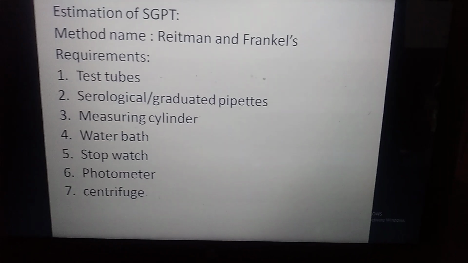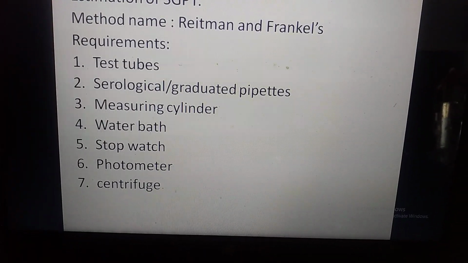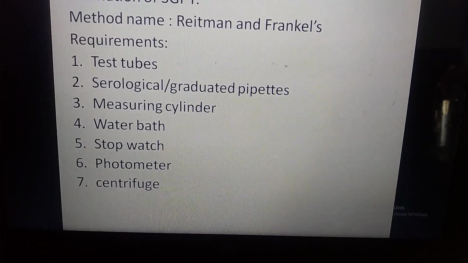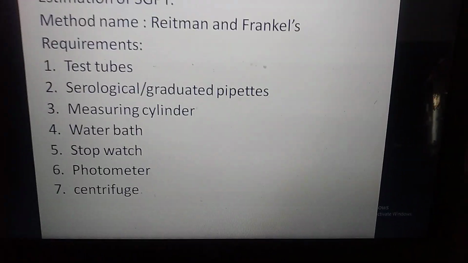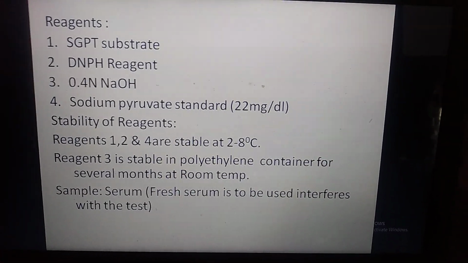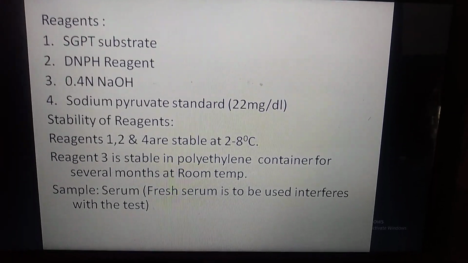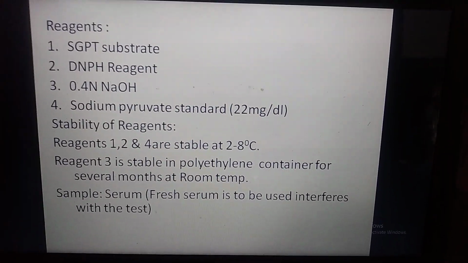filter. Then, estimation of SGPT method: Reitman and Frankel's method. Requirements: test tubes, serological graduated pipettes, measuring cylinder, water bath, stopwatch, photometer and centrifuge. And reagents are SGPT substrate, DNPH reagent, 0.4 normal NaOH, sodium pyruvate standard 22 microgram per dL.